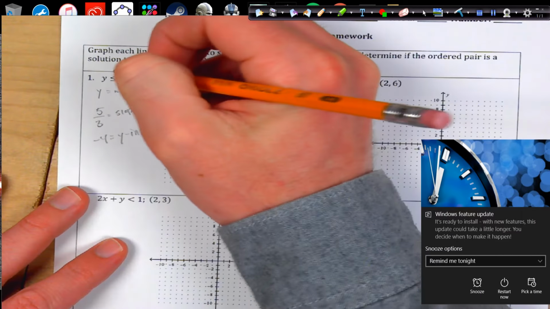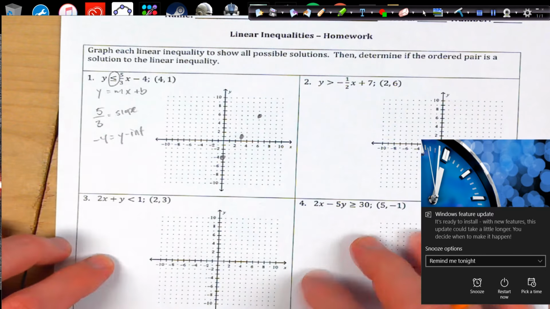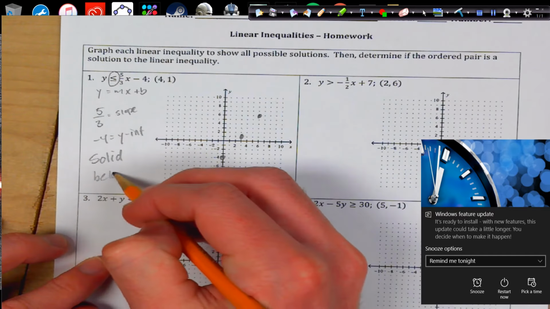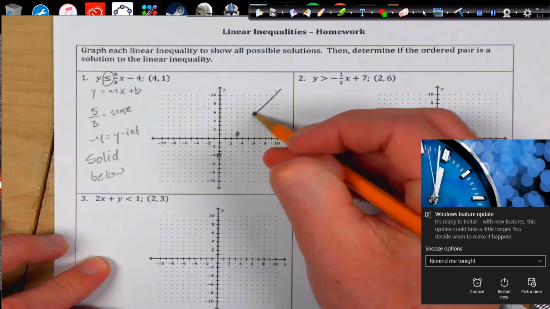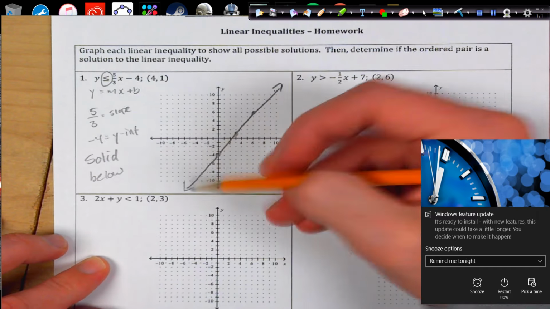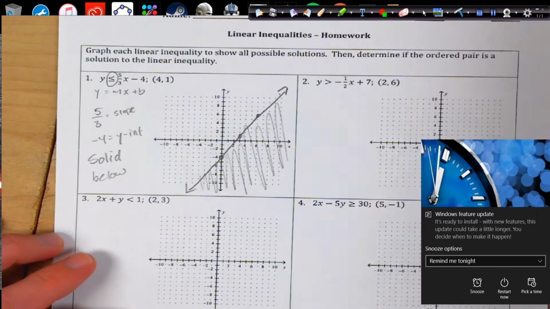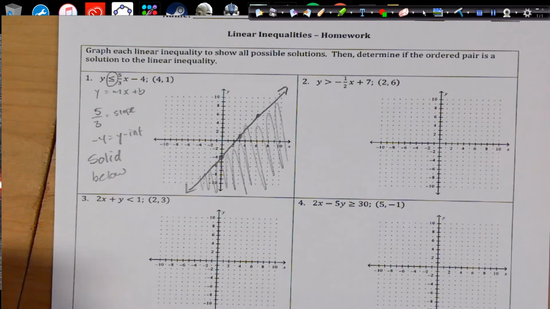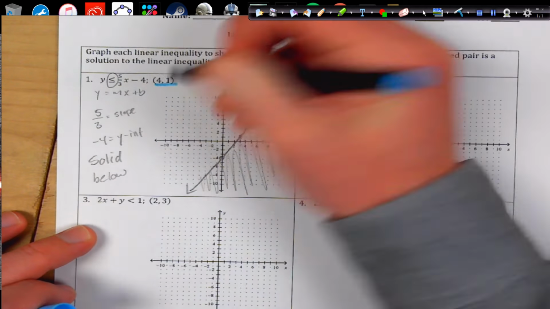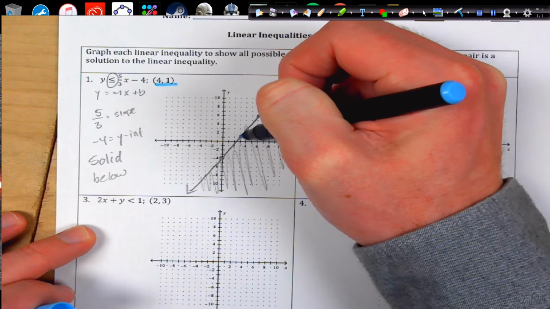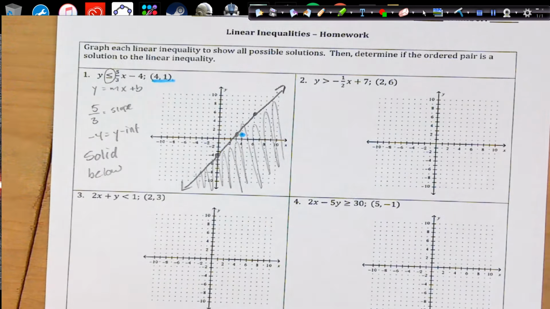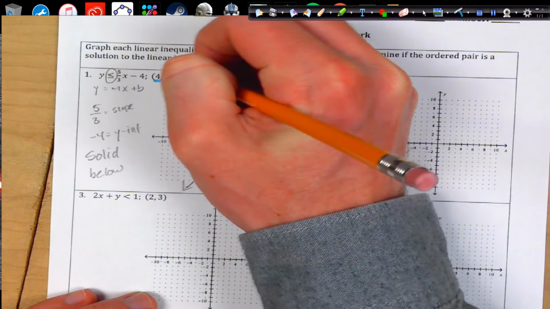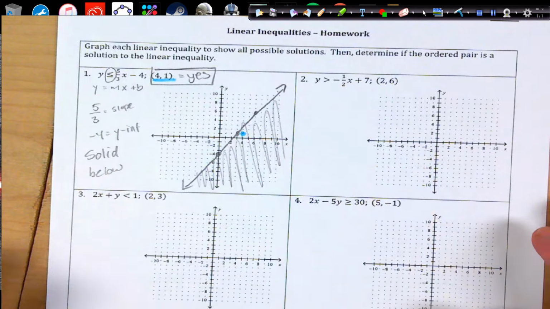Then we want to focus on this one right here. Because of the equals bar, we know it's going to be solid. And it is a less than, so we're going to shade below. So we're going to get a nice solid line, and we're going to shade below. And then let's find the point 4, 1. So 4, 1 is right there. Since the blue point is in the shaded region, it is a solution. So we're going to say yes. That is a solution.